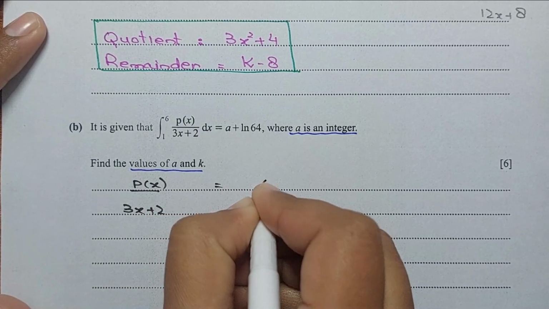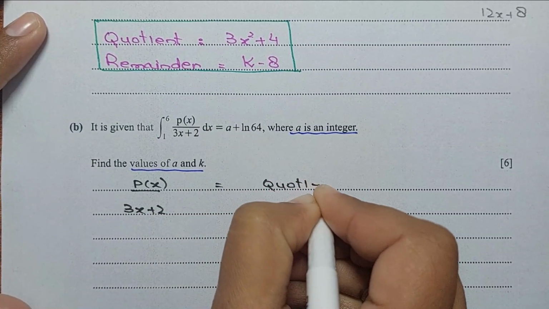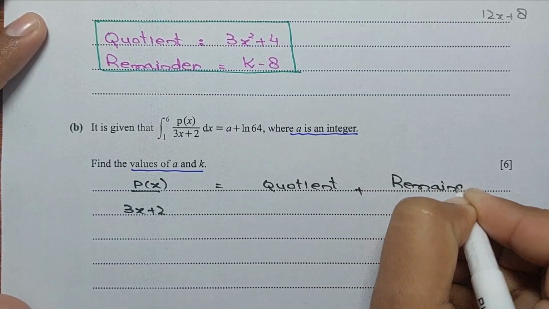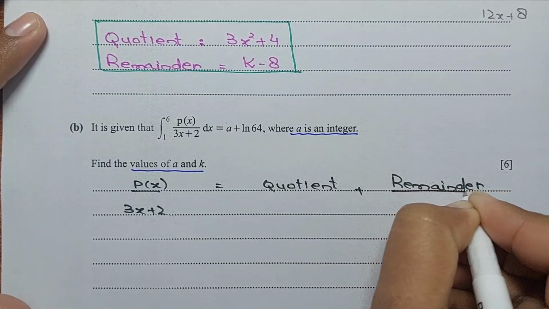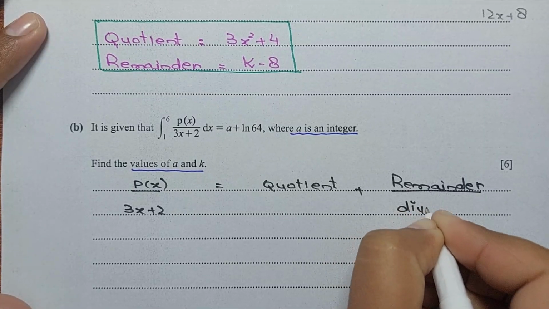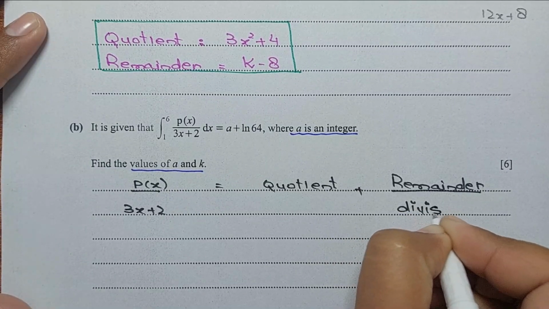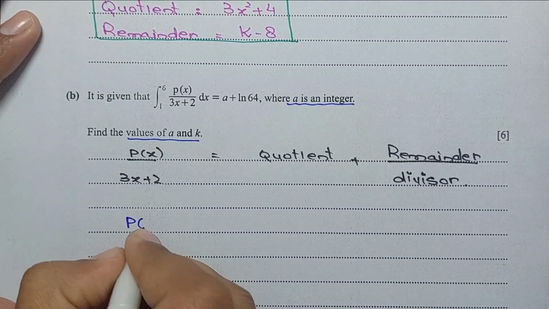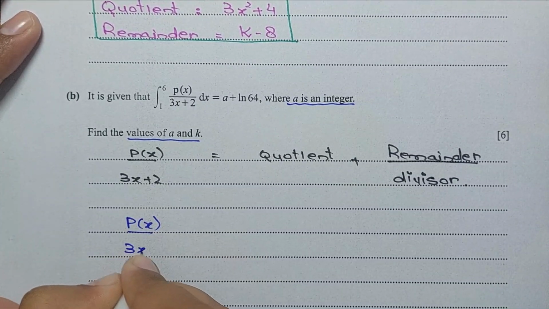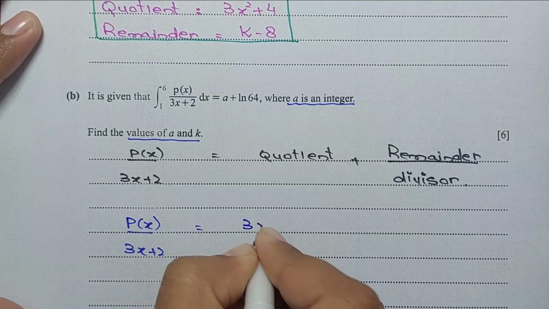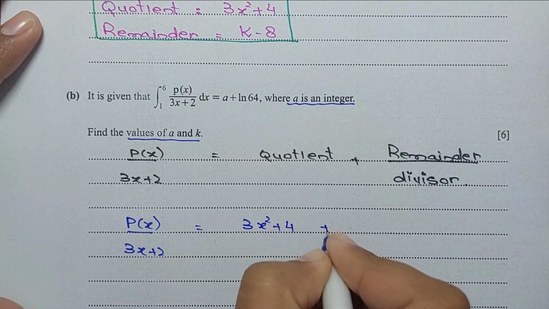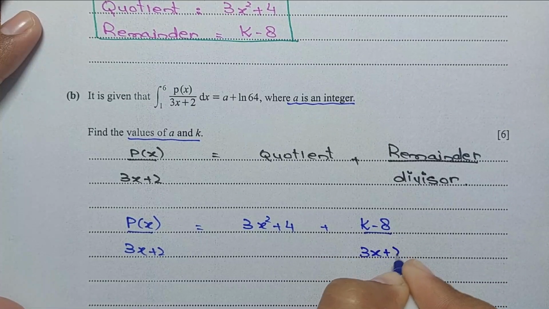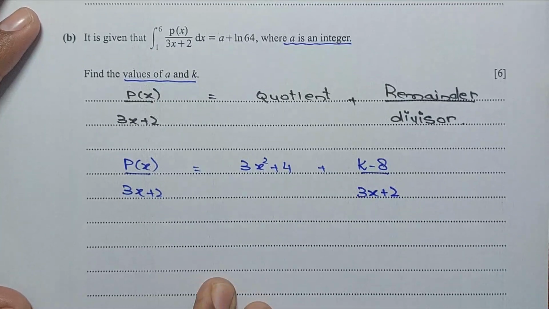quotient plus remainder over the divisor. Okay, now we can say p of x divided by 3x plus 2. The quotient is 3x square plus 4, plus the remainder is k minus 8, and the divisor is 3x plus 2.